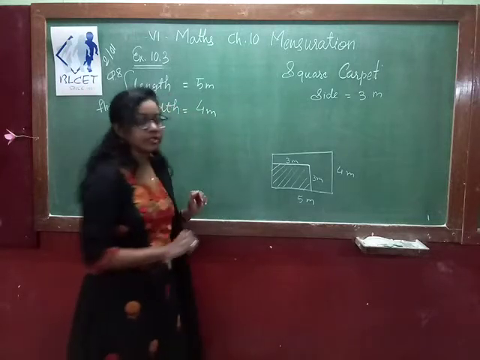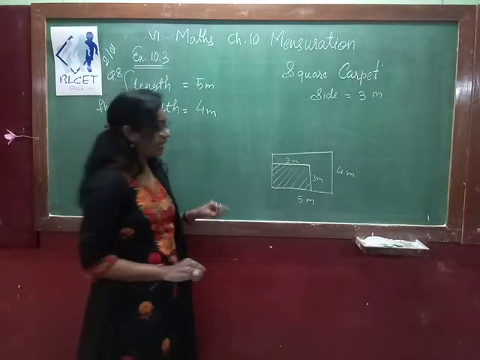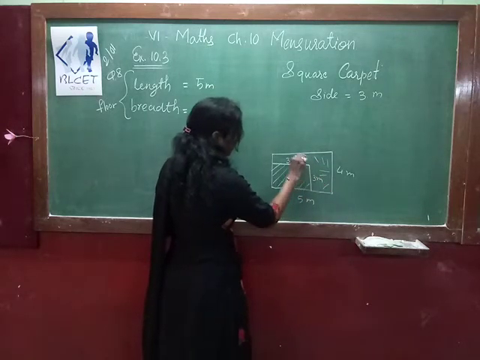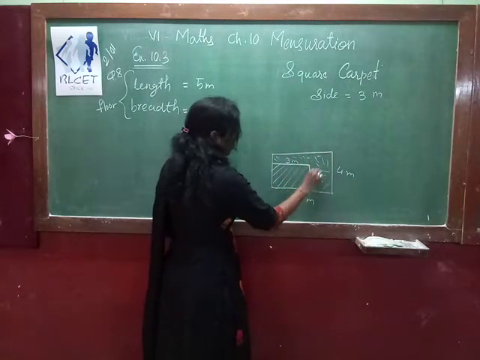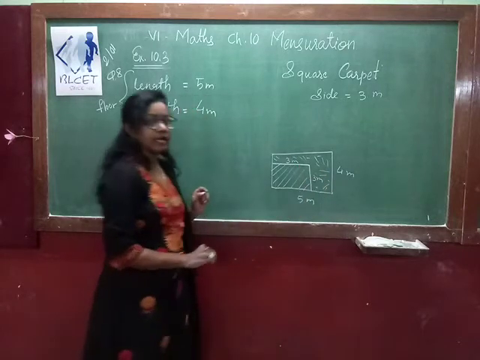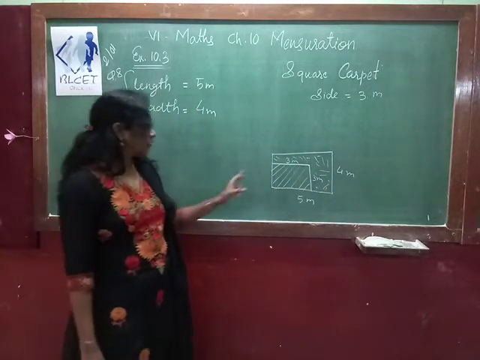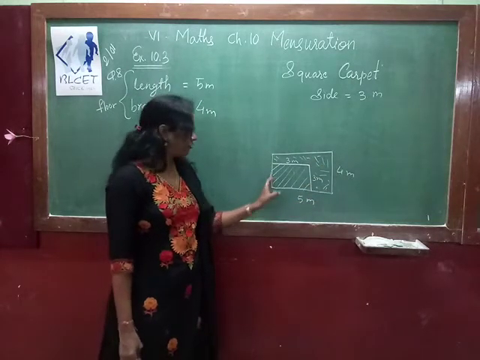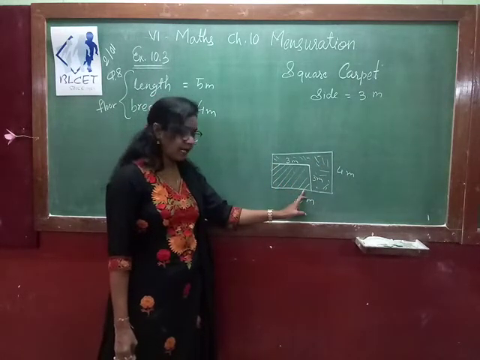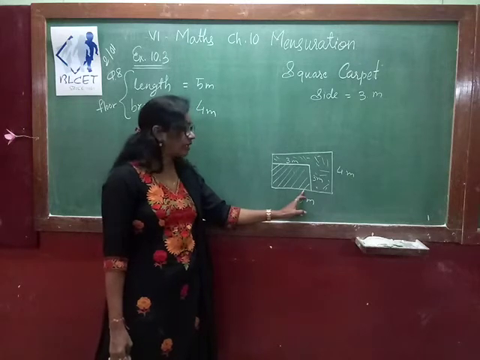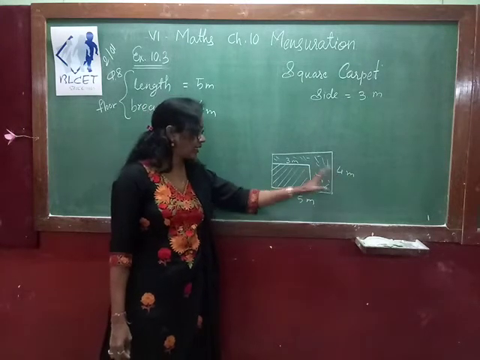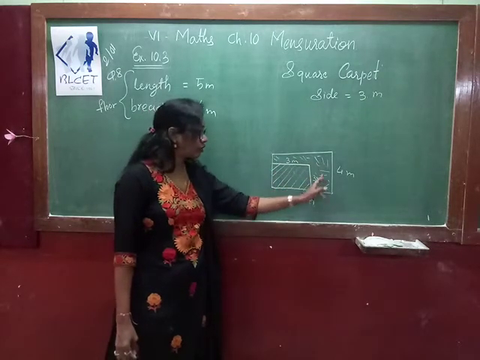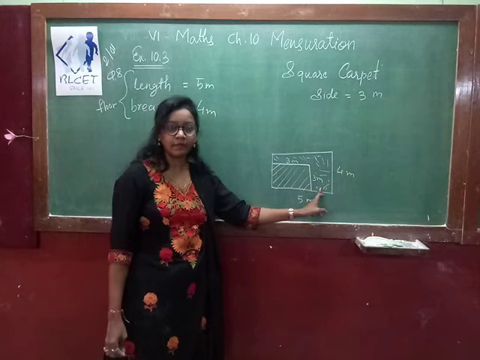Okay. Now what is the question? We want to find the area which is not carpeted. So we have to find this area where the carpet is not there. So what will we do? First we will find the area of this rectangle. Then we find the area of this square. Then the area of rectangle minus the area of square will give you the area of this portion which is not covered by the carpet.